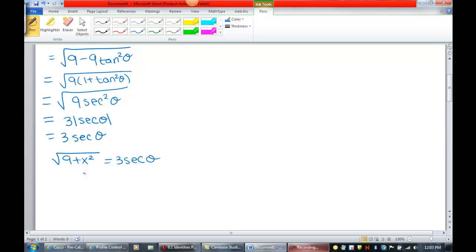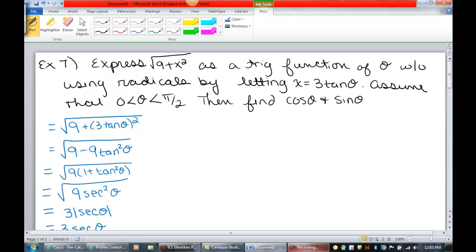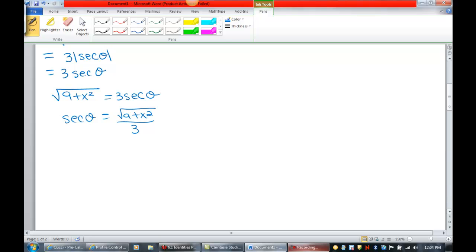We can also express secant, if we want to get secant alone and say what secant equals, is to divide over that 3. The square root of 9 plus x squared divided by 3. Okay, so that's what secant equals. And the reason we did that is in the initial problem, we wanted to find what cosine and sine equaled when we were done. Okay? What I have now is I have secant. Since I have secant, what I can do in order to find cosine is pretty simple. I know that cosine is the reciprocal of secant. So all I have to do is simply flip or take the reciprocal of what secant is equal to. Okay.